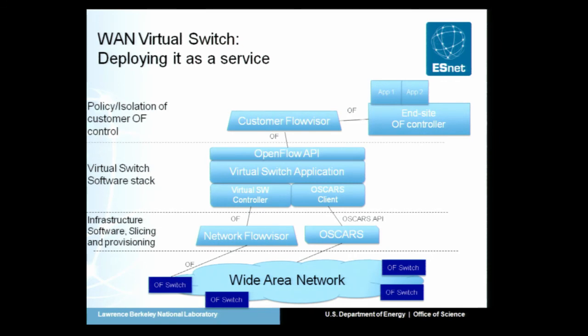So in the end, if I look at these three layers, there is an infrastructure, software, slicing and provisioning layer, there is a virtual switch software stack, and then there is a policy isolation for the customer, OpenFlow control. Next slide.